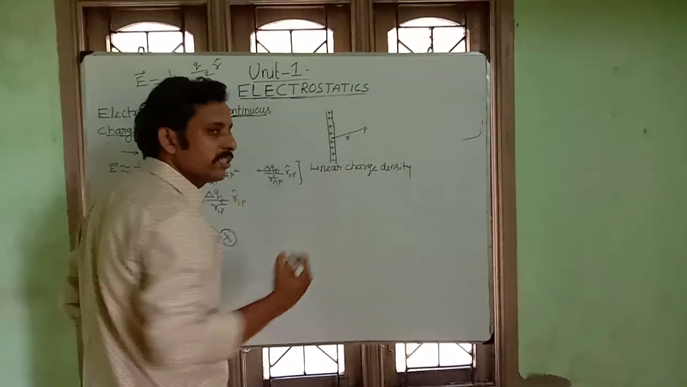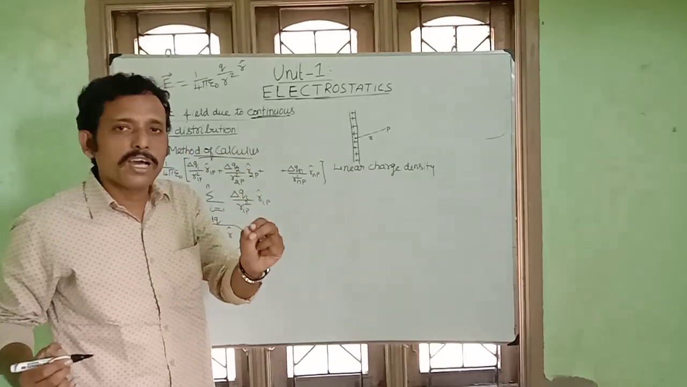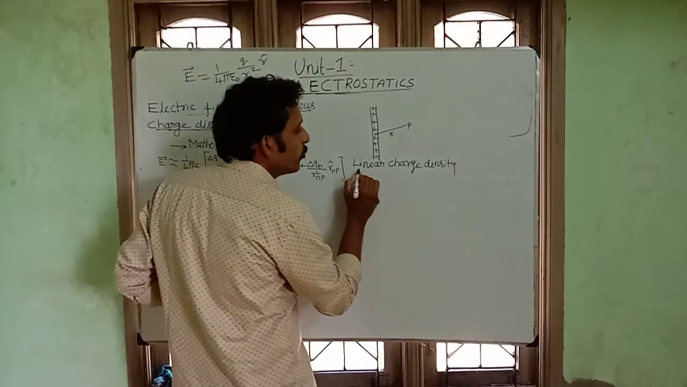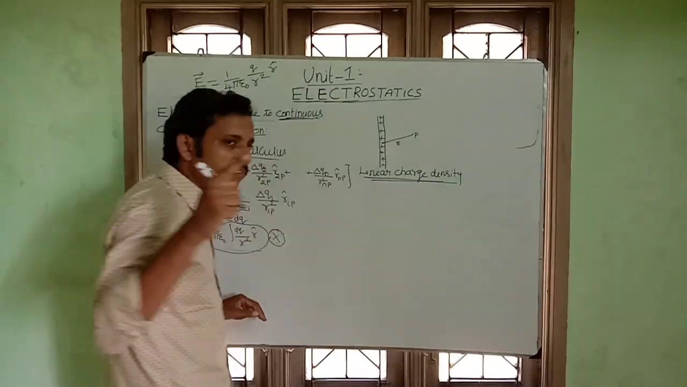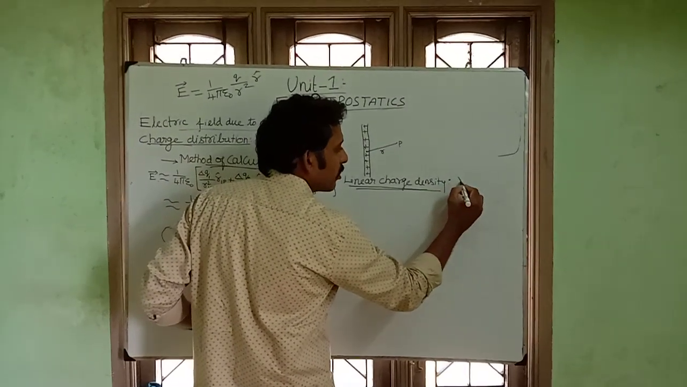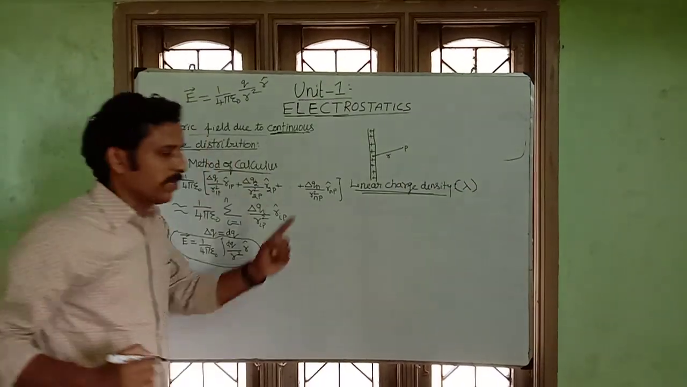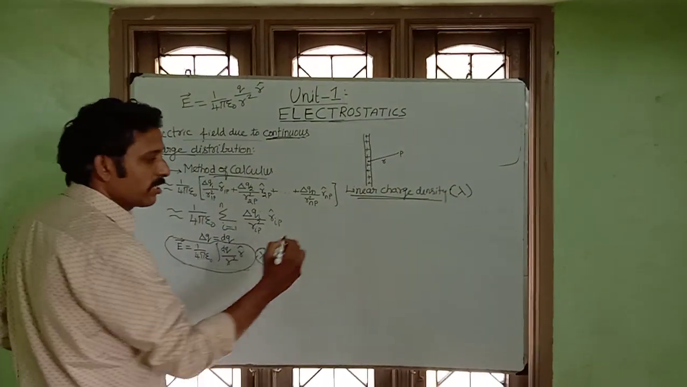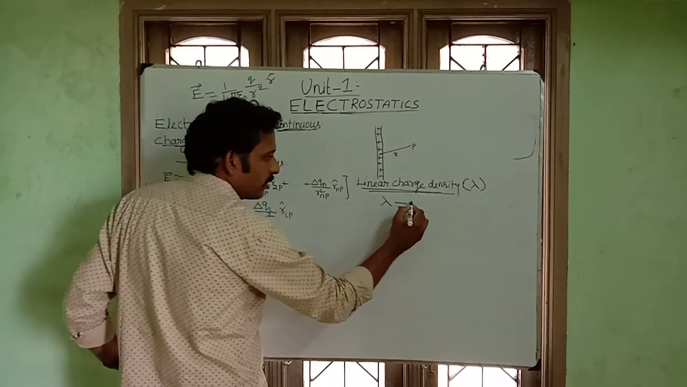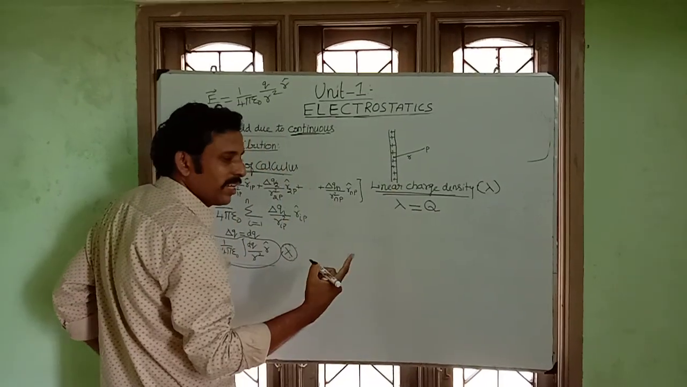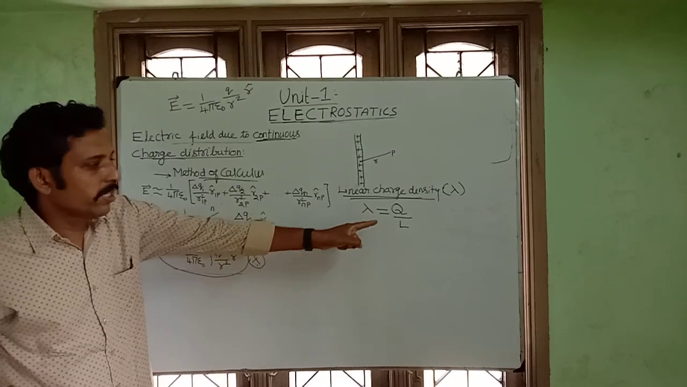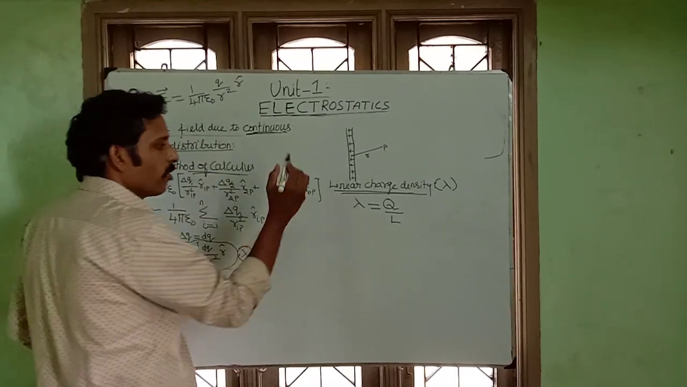What is linear charge density? It is the charge per unit length. Usually we represent linear charge density by lambda. In general, let us take the charge Q and the length, since it is charge per unit length. Per unit means it comes in the denominator.